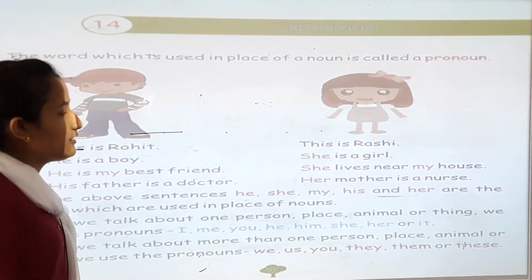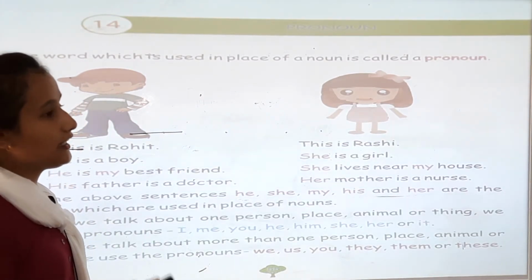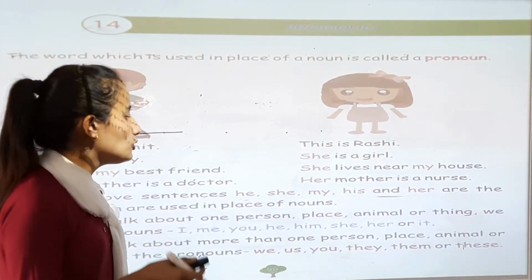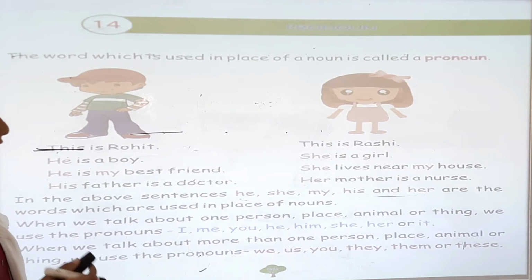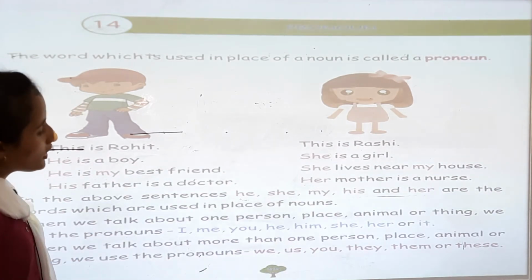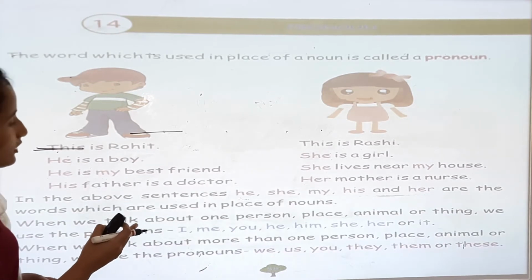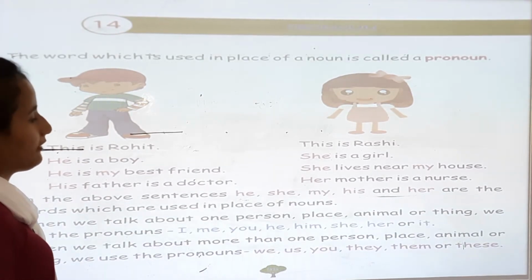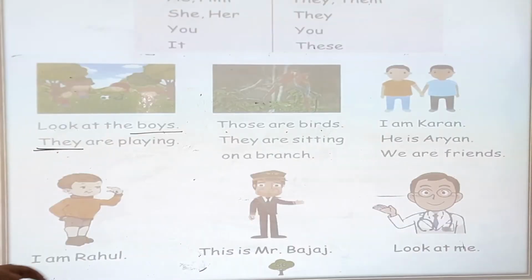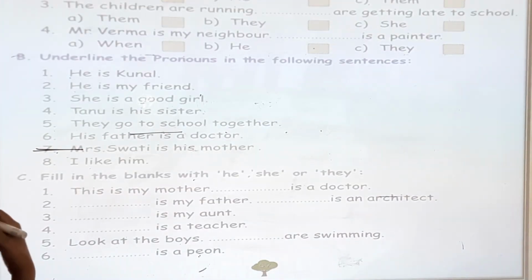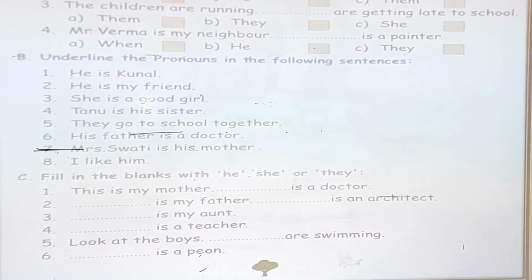For a single person, a singular person like person, place, animal or thing, we use I, me, you, he, him, she, her and it. For plural, one or more than one, we use we, us, you, they, them or this. In page number 57 you can see, this is Mrs.